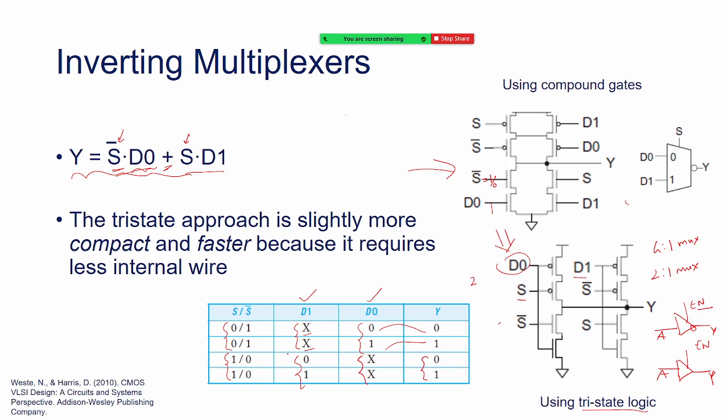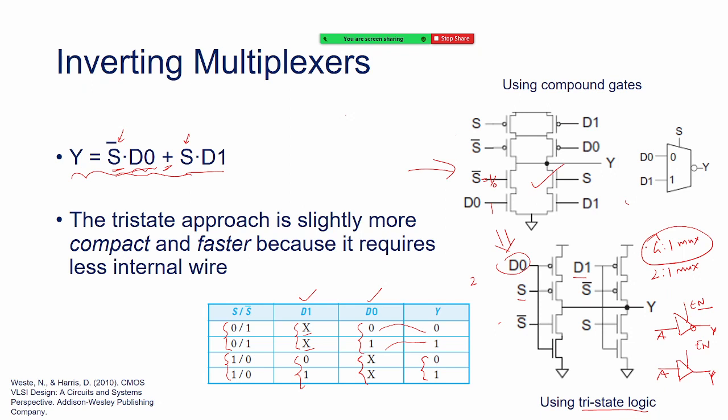So your question, we want to know the different methods or any particular method. We know how to construct using compound gates, but what about, let's say in this case we have used tri-state logic. So now I want to create a 4:1 mux. How would I go?